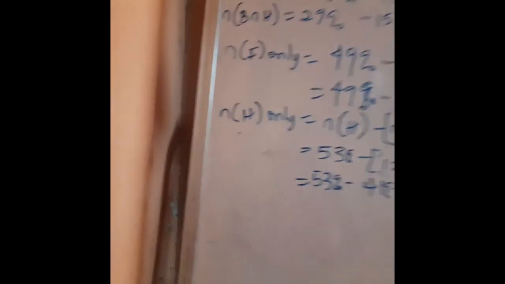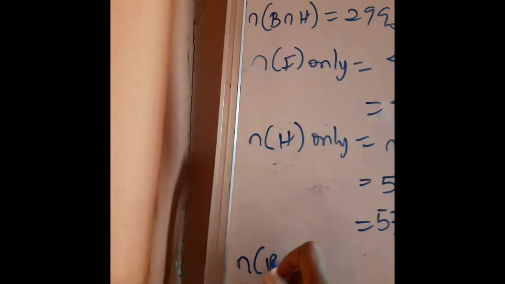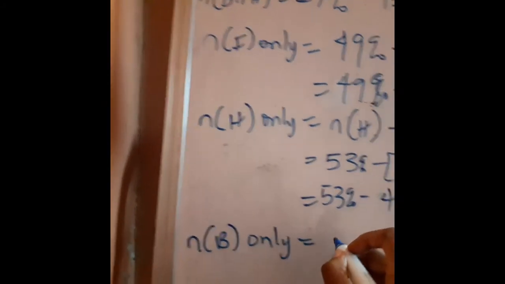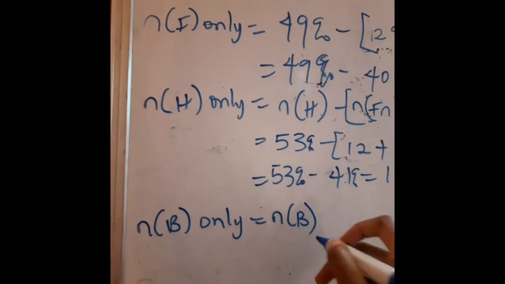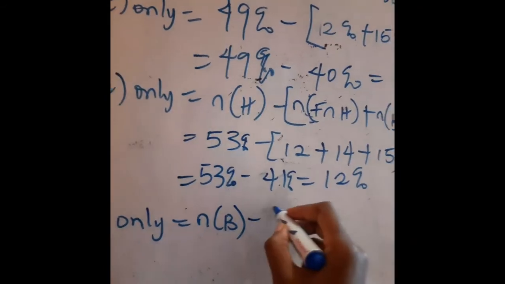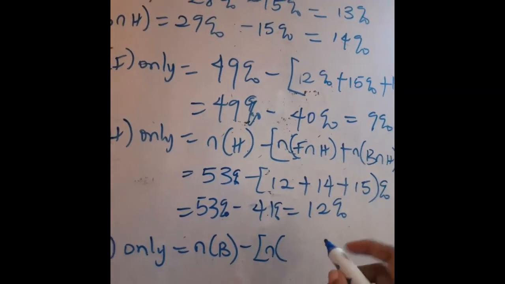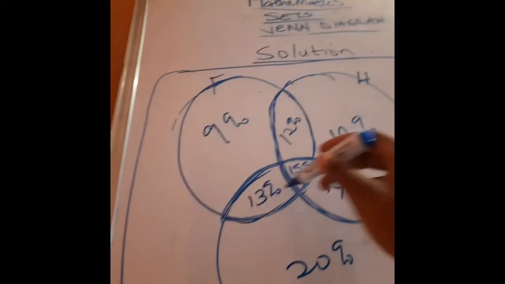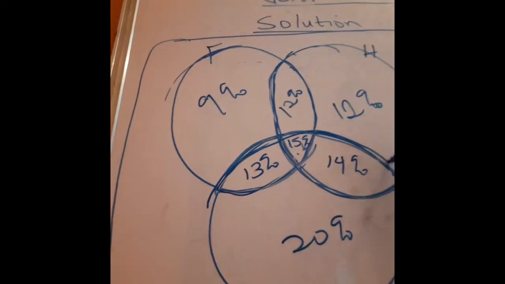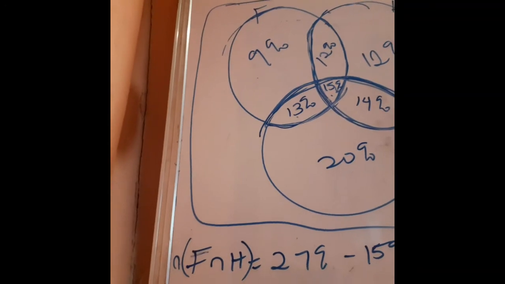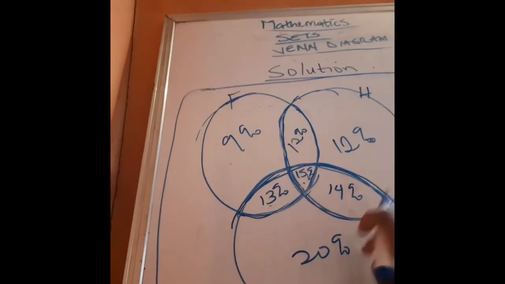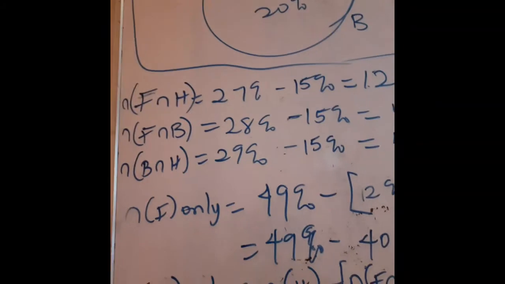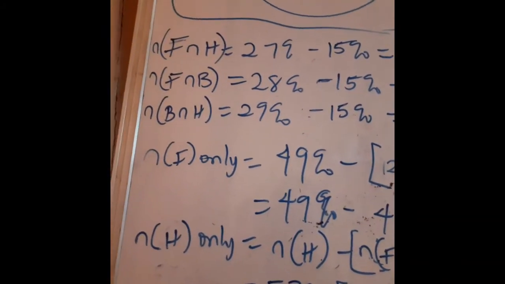So we'll do it for the last one, which is the number of basketball only, which is N of B, the one we are given in the question, minus the intersection of, we are looking for all this like this. So from here, we are looking like this. So this intersection, F intersection B, plus N of B intersection H, yes, plus the intersection of everything.